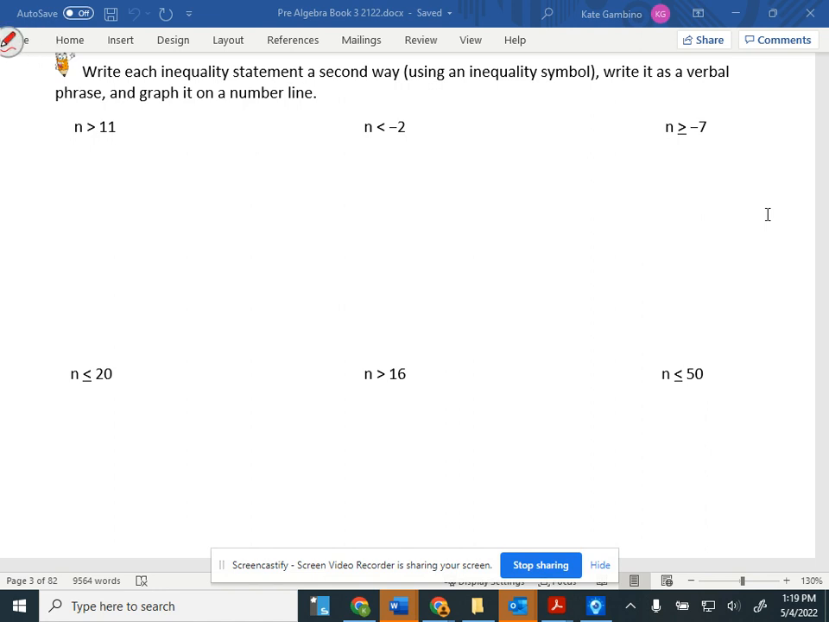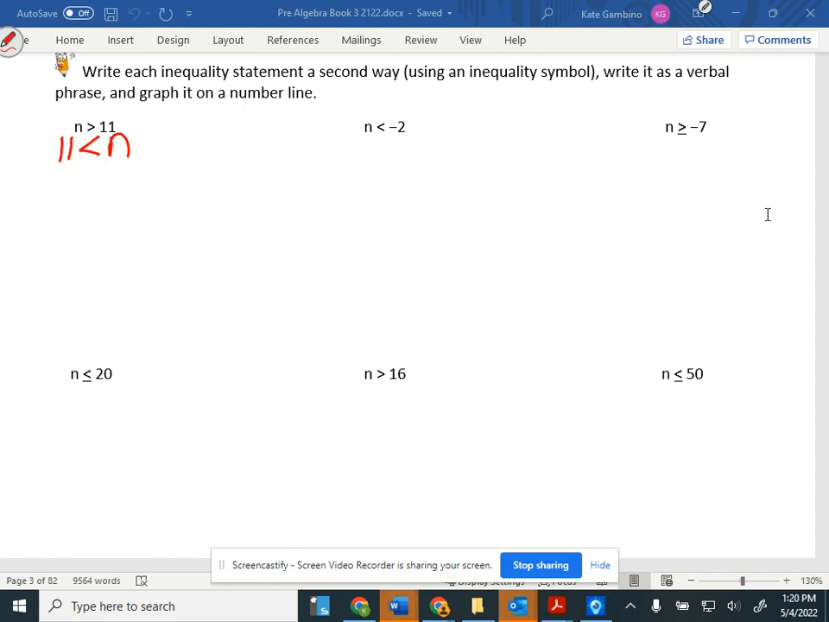So when he says, write each inequality statement a second way using an inequality symbol, n is greater than 11, how can I turn that statement around? Nope. Chase? You could do 11 is less than n. Yeah. If n is greater than 11, 11 is less than n.